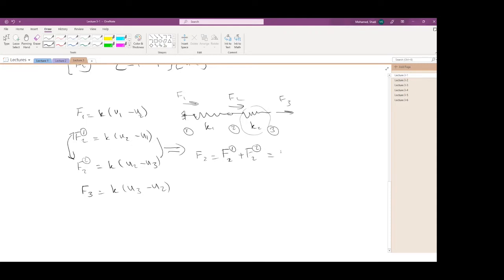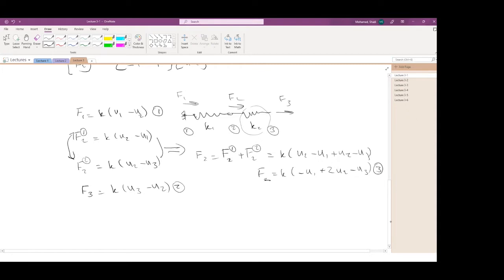Adding both parts will result in F2, and then I can add up whatever I have in these brackets. I'm just going to take K to the outside and add what I have inside the bracket. So it is U2 minus U1 plus U2 minus U3. Or you can just write it in this way: K multiplied by minus U1 plus 2U2 minus U3. And then you have the third equation. So this is equation number 1, this is equation number 2, and this is F2, and this is equation number 3.